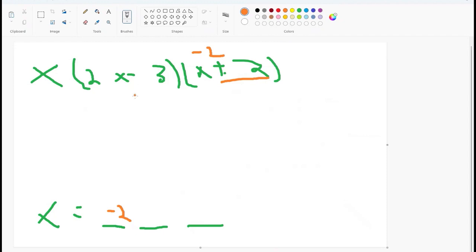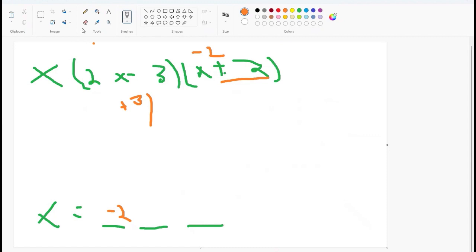So here, -3 is +3. But wait, what about this coefficient? Because if I put just 3, 2 times 3 is 6. So 6 minus 3 is just 3, right? And that's not 0. So we need to figure out a way to get this 2 out of the way too.